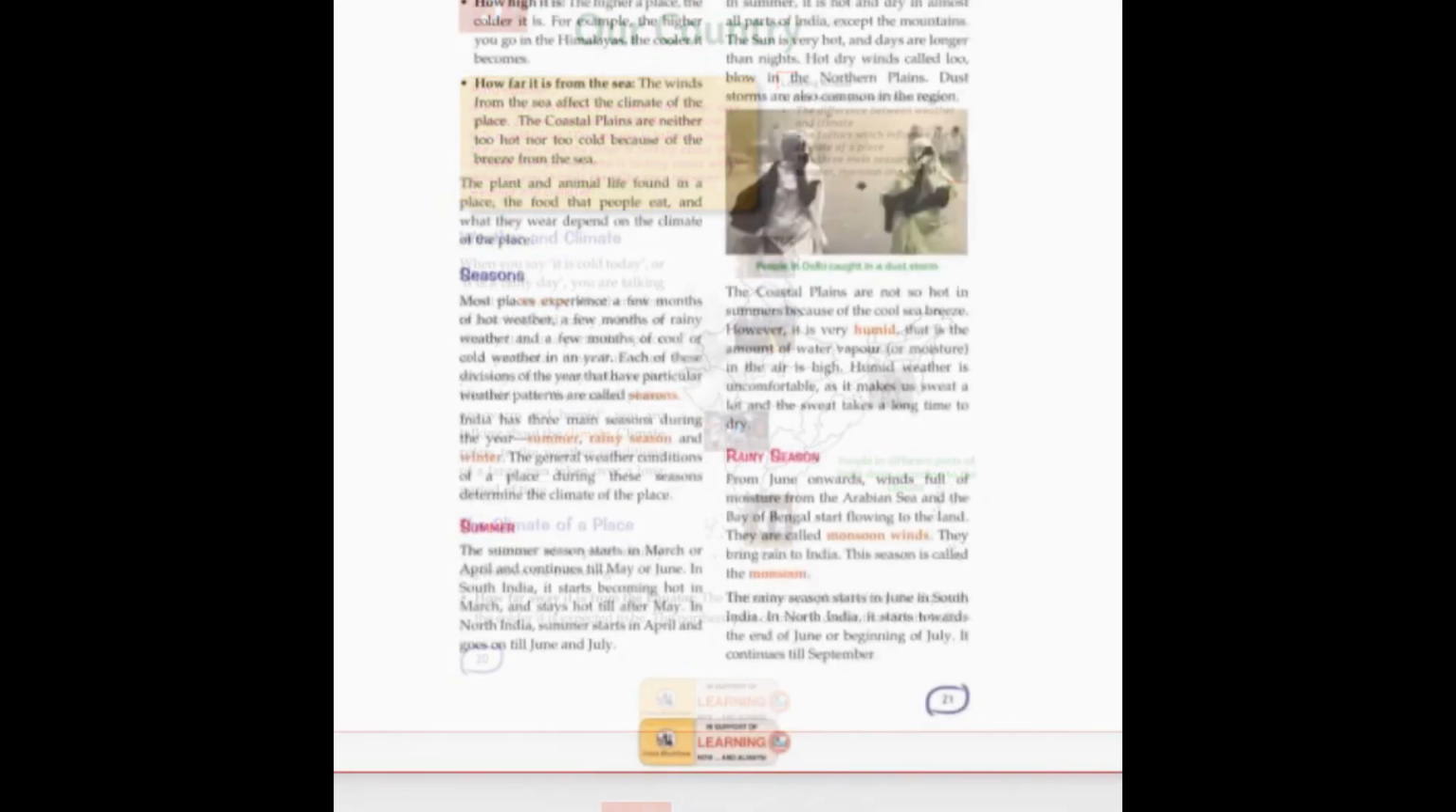How high it is. The higher a place, the colder it is. For example, the higher you go into the Himalayas, the cooler it becomes.